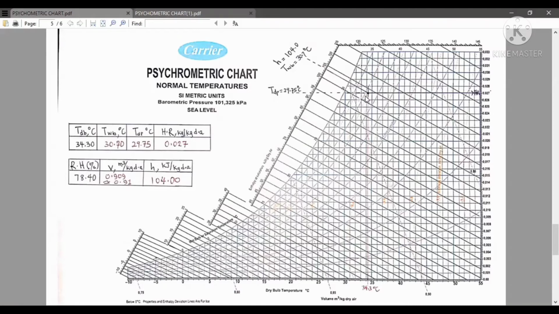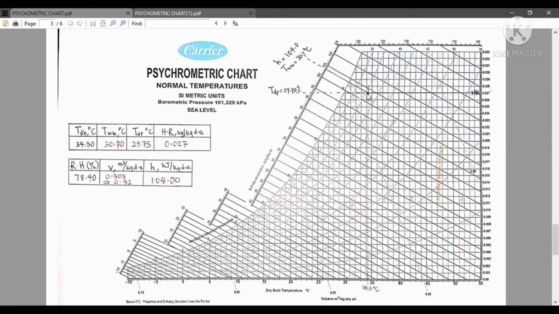This is 70 and this is 80. And if you calibrate properly, you have 78.4% here. So we have a point here, and there we trace it parallel to the line of wet bulb temperature. And then we have our wet bulb temperature at 30.7 degrees centigrade, right up here. Also, our specific heat is 104.0.